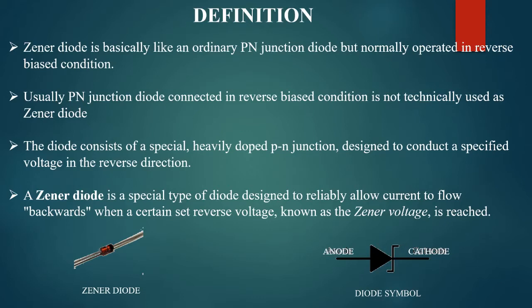Here the Zener diode is shown in the figure, and the circuit symbol is recognized by a bar which is bent at the two ends.